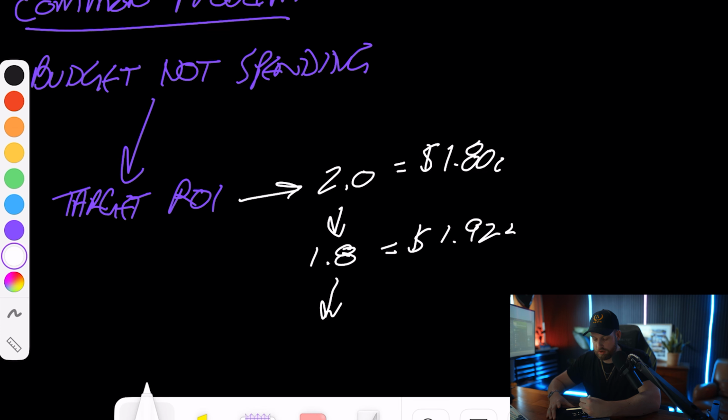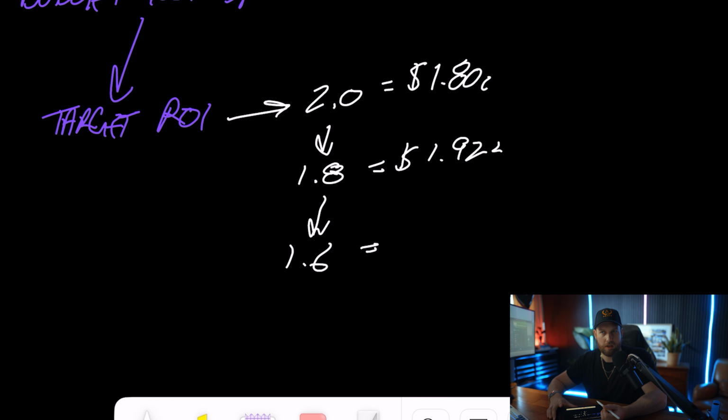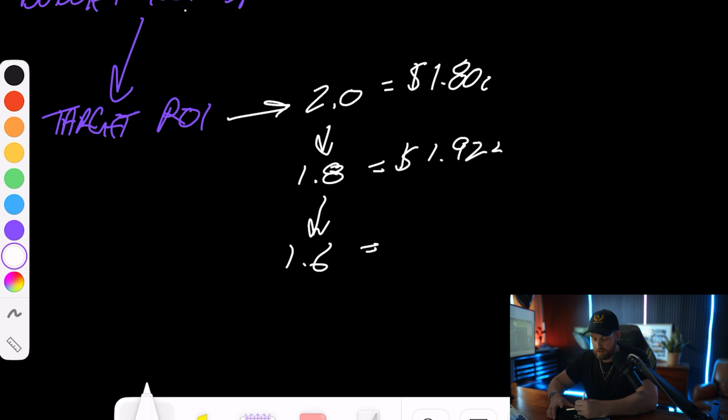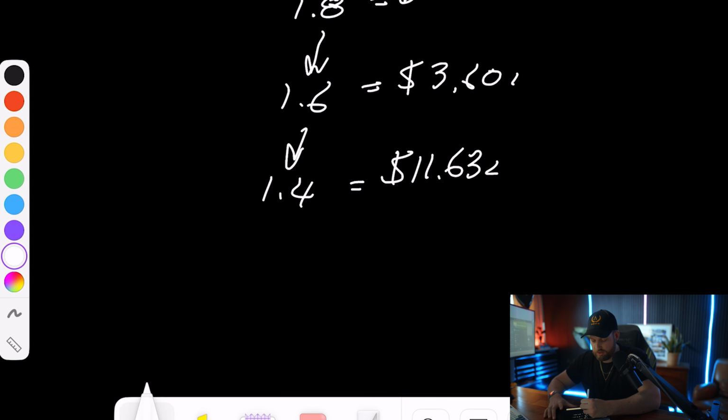So we keep dropping it more. You can do this gradual drop if you'd like. It takes a little bit longer. You want to change this maybe every 2 days, sometimes even 3. And then once you get it down to a certain point, it's going to start spending more, right? So then you drop it again. You drop it to 1.4, and then it spends $11.63. And so you can keep dropping it until you get it down to your daily budget, basically.